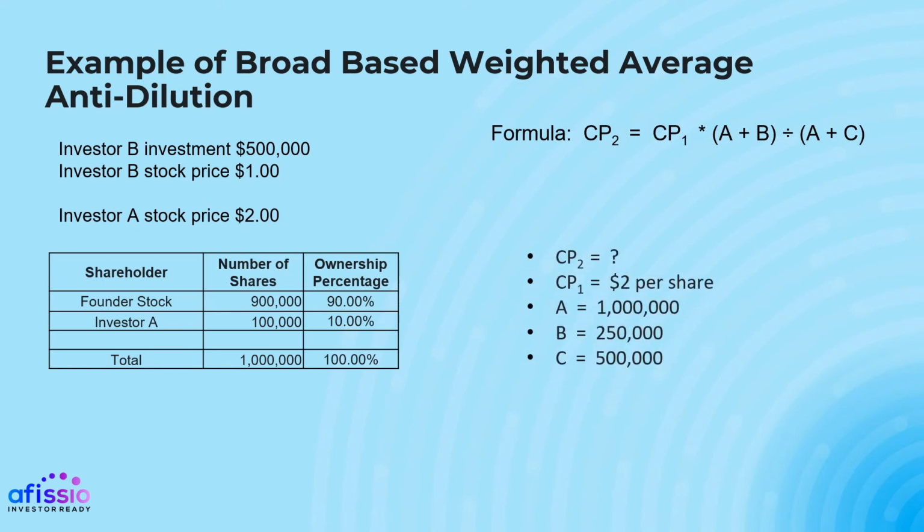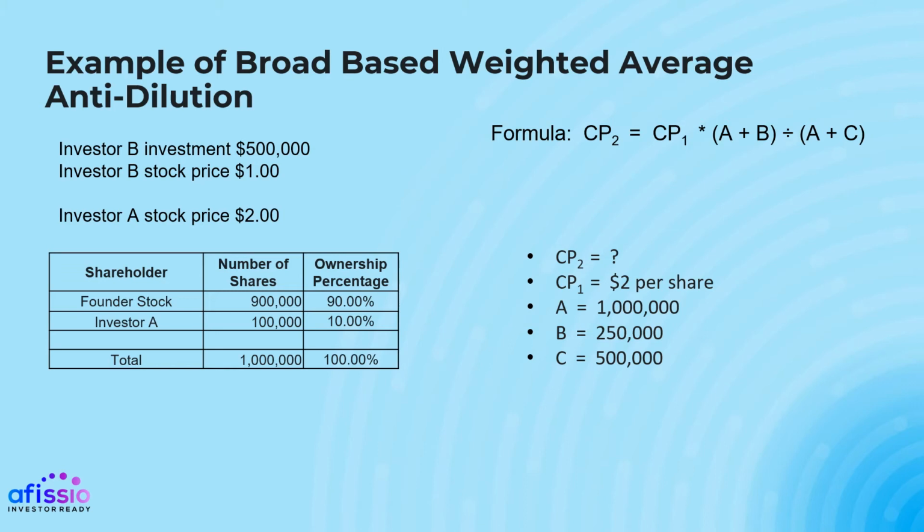CP2, well, that's what we need to figure out. CP1 is Investor A's price per share of $2. A is equal to the fully diluted capitalization just prior to the round, not taking into account any securities that may convert into this new down round. That number is $1 million.